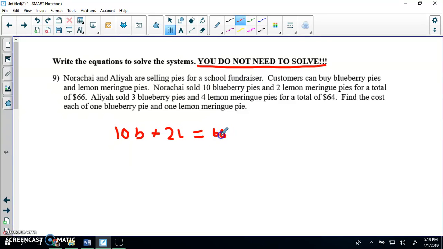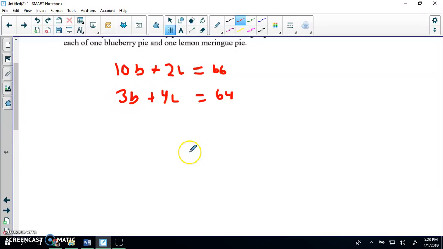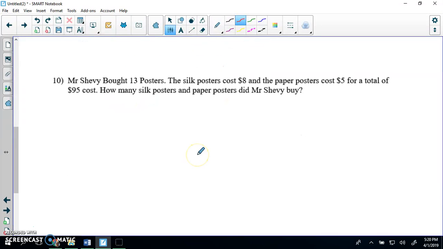There's one equation. Leah sold 3 B's plus 4 lemon meringue for a total of $64. Find the total cost. All right, now you don't need to find the total cost. Those are your 2 equations. You're done. All right, let's move on to the next.